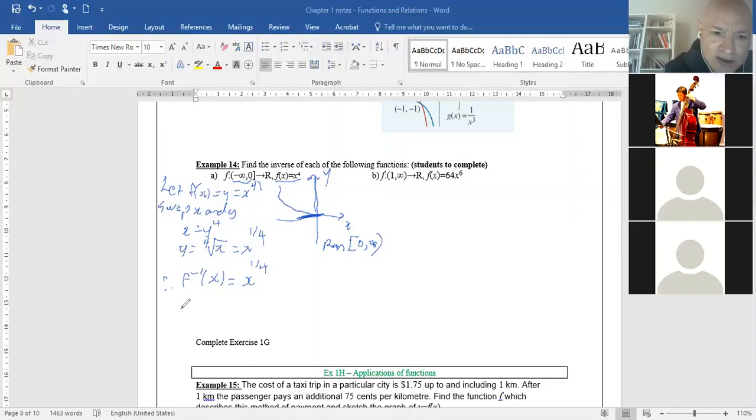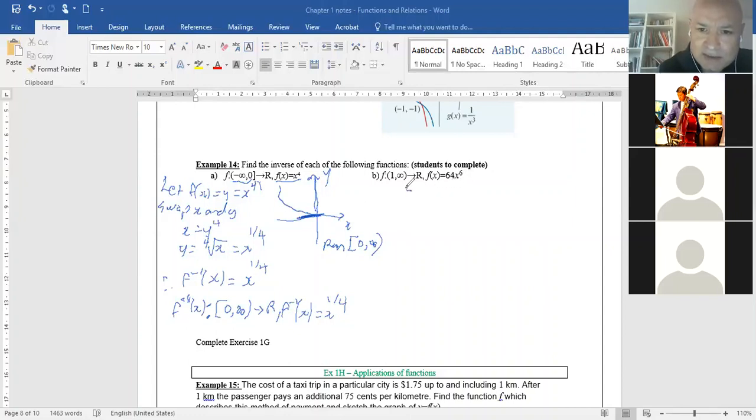So when I write the inverse, f to the -1 of x, the domain of the inverse function is the range of the original function. So I've got 0 to infinity to the codomain, it's always reals, of f to the -1 of x equals x to the power of a quarter. Any questions there? Okay, let's do the next one.